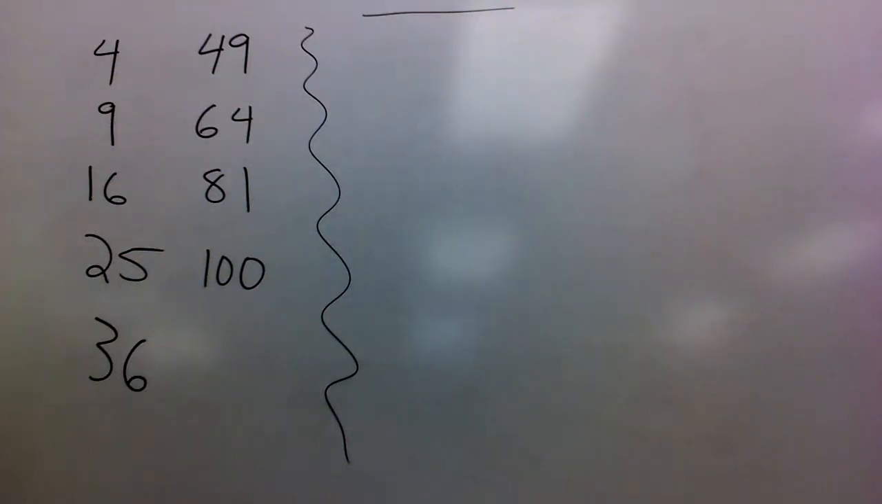Radical review. That means square root review. How do I simplify it? How do I multiply them? How do I divide them? Here we go. Have a list of numbers.